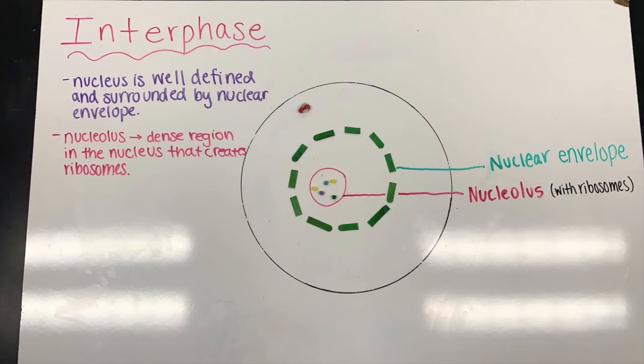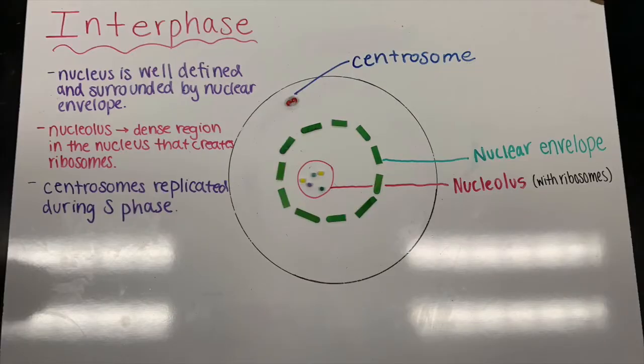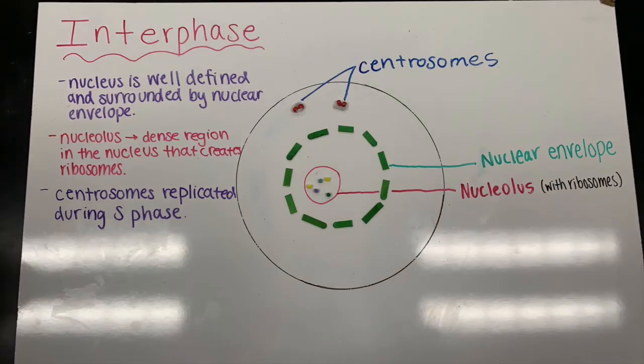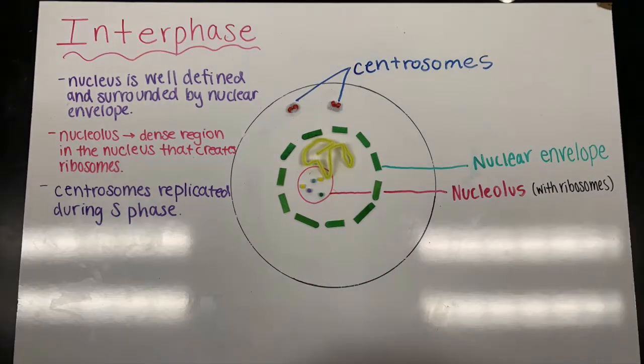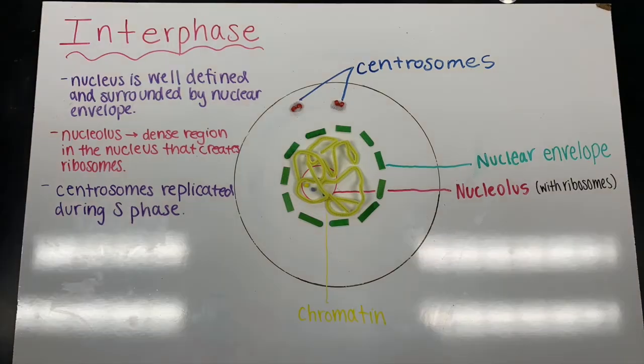Centrosomes, an organelle that organizes microtubules, are replicated in interphase during the S phase. The original one centrosome replicates into two. During interphase, the cell grows and prepares to divide.